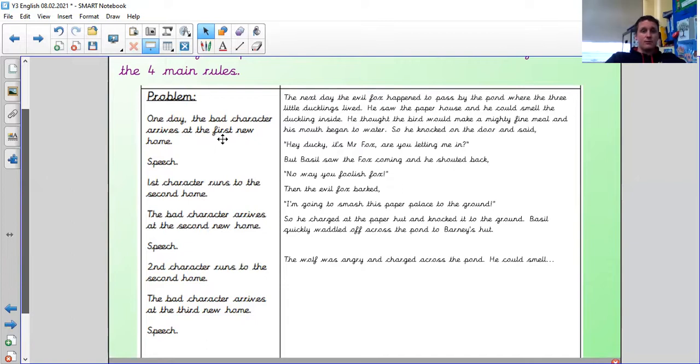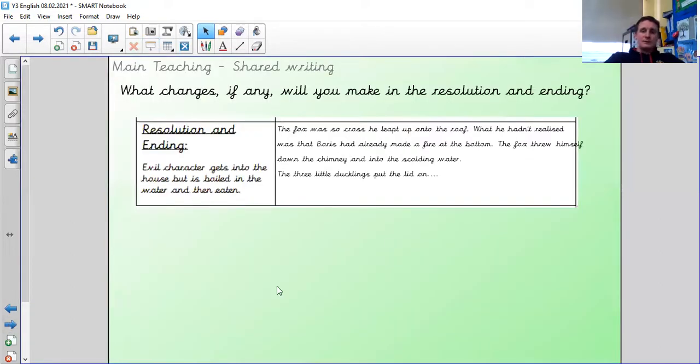So start off with the wolf getting to where the characters have built their homes. Start off with the speech between the bad character and the first duckling. Then the first character runs to the second duckling's home. The bad character gets there. They have a conversation. He runs away. They get to the last home. They have a conversation, and obviously that takes us on to our resolution.